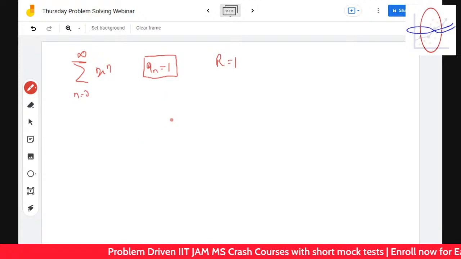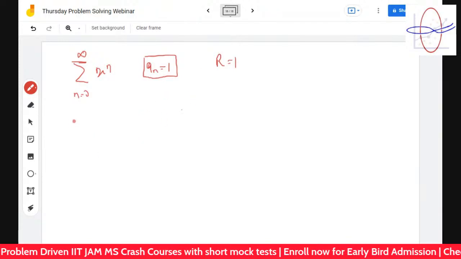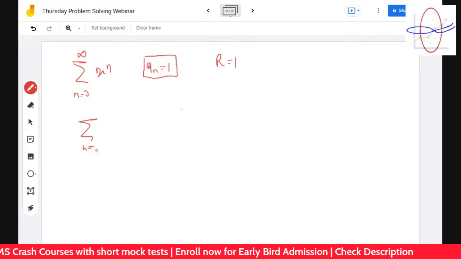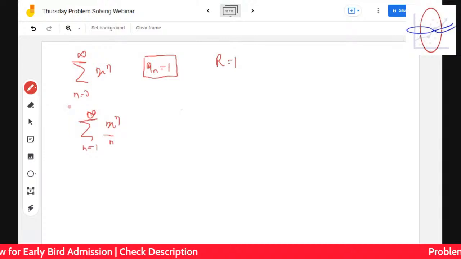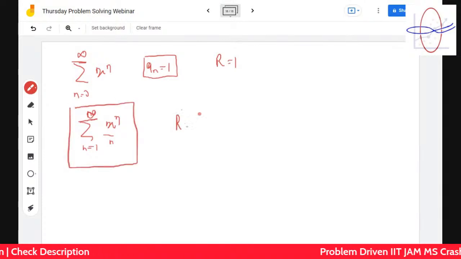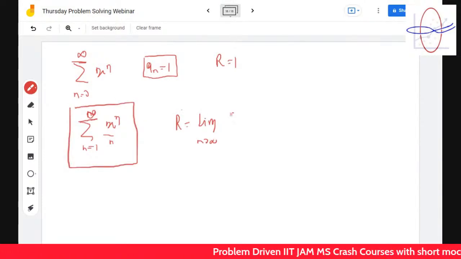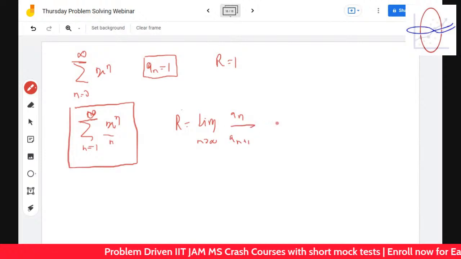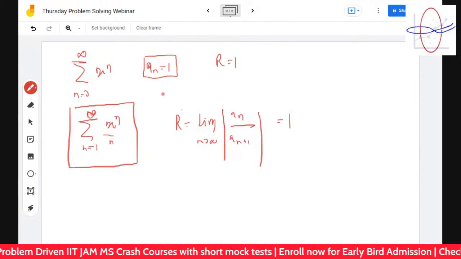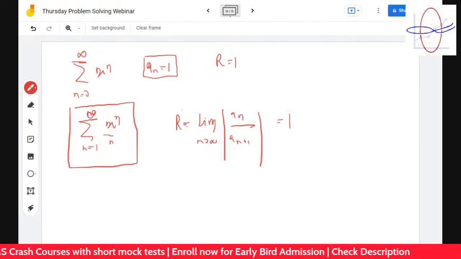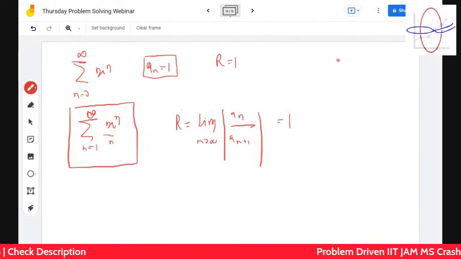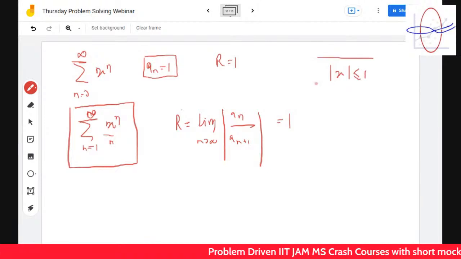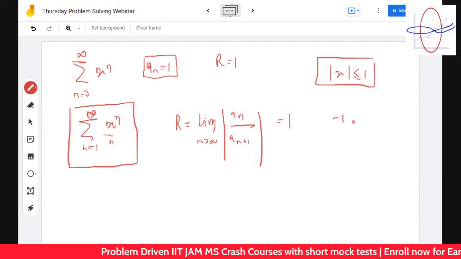So I will give you certain examples. The example is this: take the sum from n equals 1 to infinity of x to the power n by n. If you calculate r, which is equal to the limit as n tends to infinity of a_n by a_(n+1), that is 1 by n over 1 by n plus 1, which will be equal to 1. If it's equal to 1, observe that it doesn't imply that it will always be convergent. It means the power series is convergent for this, but you have to check at the endpoints. You have to check at -1 and 1.